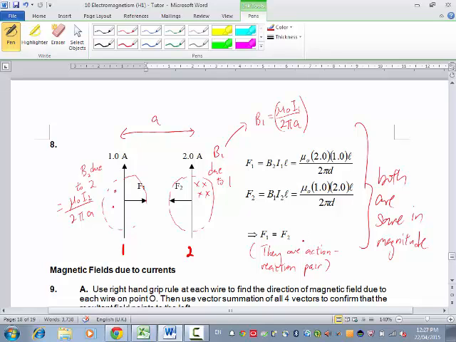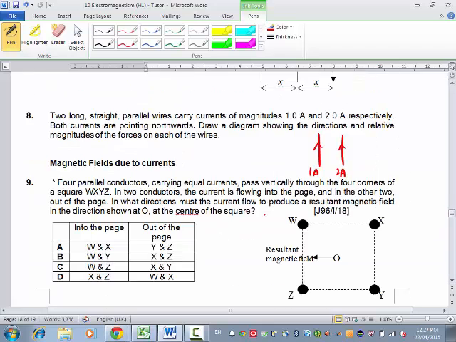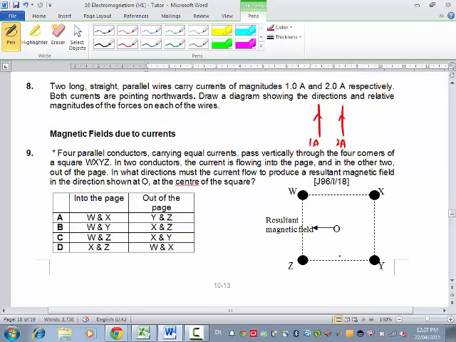Okay, are we ready? Next question. Question 9, the answer is Z and Y are out of the page. W and X are into the page. Why is that so? You just use your right hand grip. You see, I want the resultant field to the left, right. This one goes out, comes in. This one goes out, comes in.